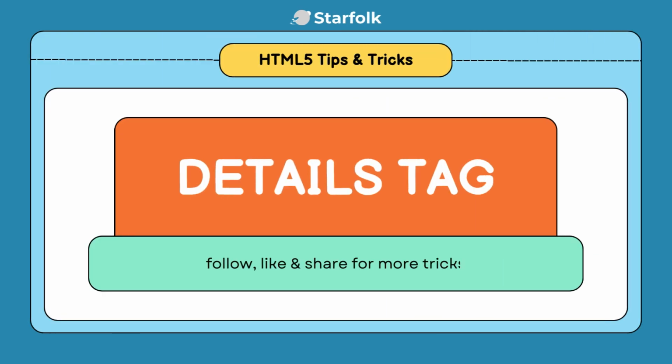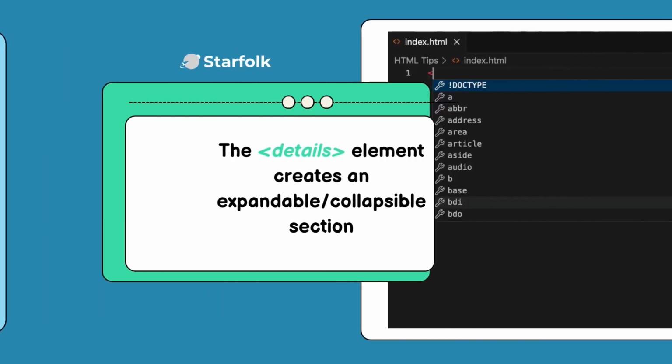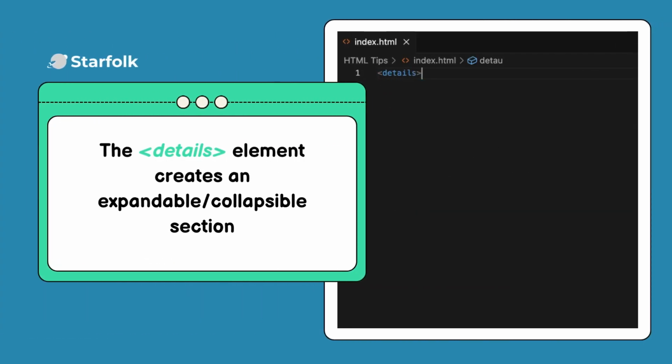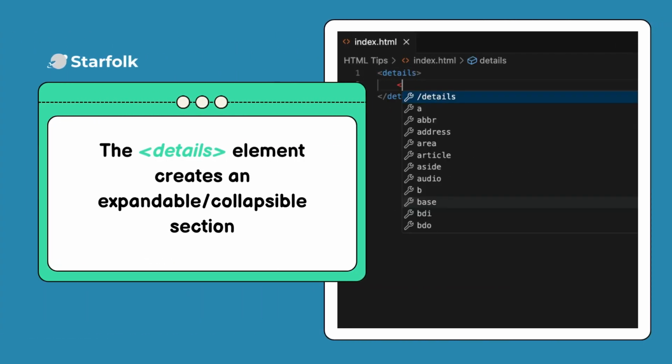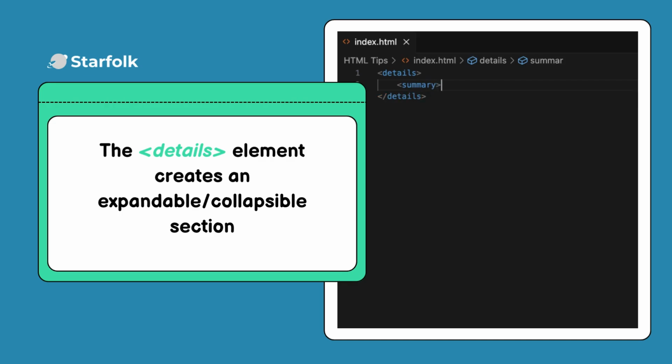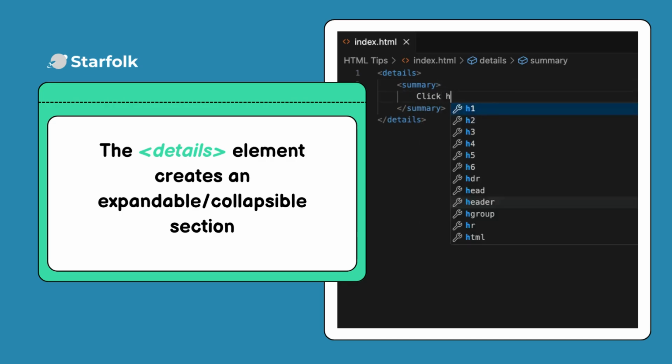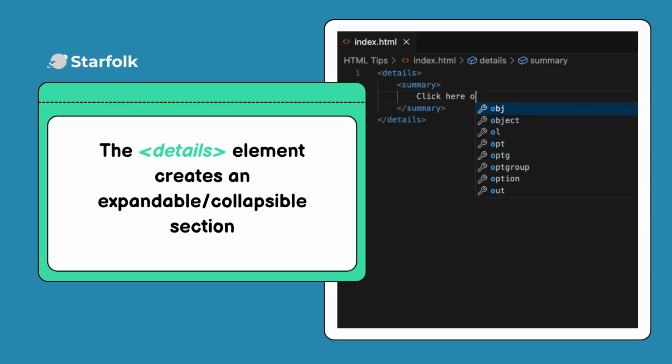Today, we're diving into the world of HTML5 and exploring a cool tag called details. Imagine you have some extra information on your web page that's not super crucial for everyone, but might be helpful for curious visitors. The details tag lets you create a collapsible section for this kind of content. By default, it's hidden, but users can click to expand it and see the details.